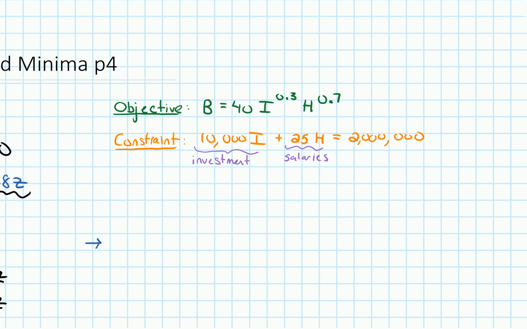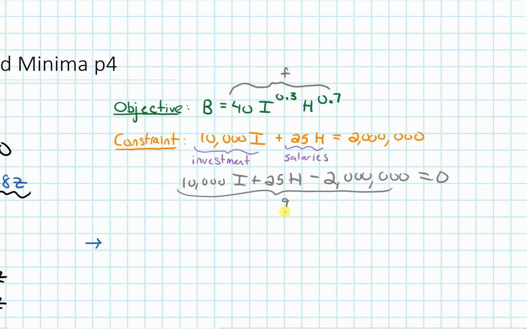So if I did Lagrange, remember the objective, we call that f. And with the constraint, I move all the terms to one side. So we get 10,000 I plus 25H minus that 2 million equals 0. And once it equals 0, we call this whole function g. And now we are ready to construct the Lagrangian function.